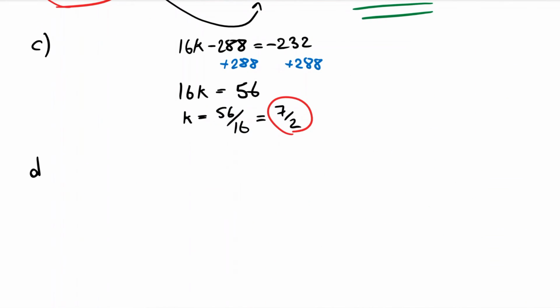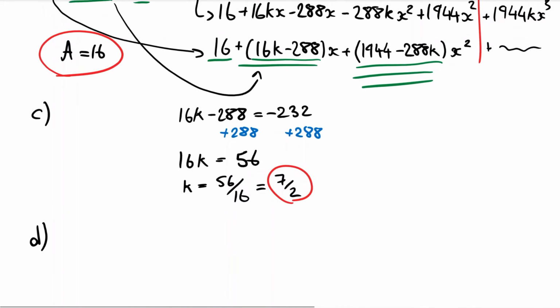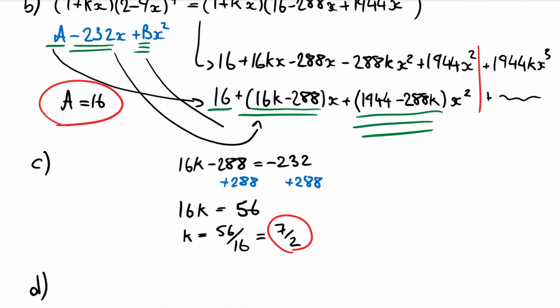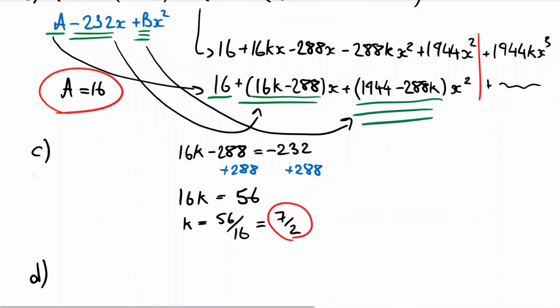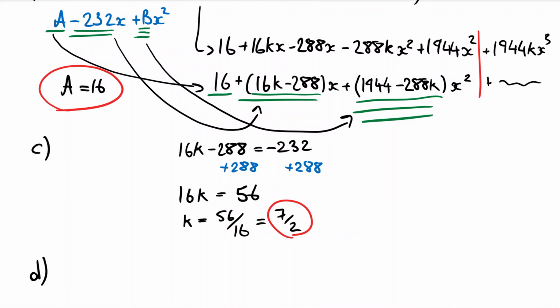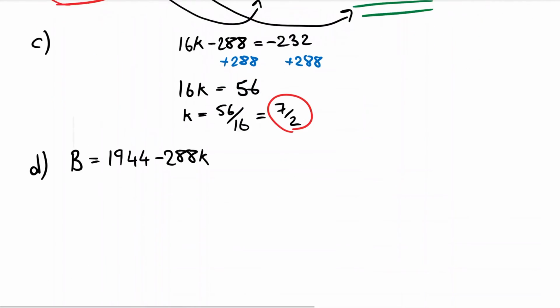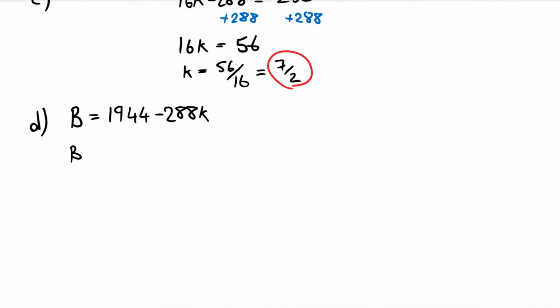Okay. Looking at our third term, we have bx squared, and in our expansion, we got 1944, take away 288k, all multiplied by x squared. So that means we can write it as b being equal to 1944 minus 288k. We now know what k is, 7 over 2, so we can plug that right in. b is 1944, take away 288, multiplied by 7 over 2. When we put that in a calculator, b is now equal to 936.